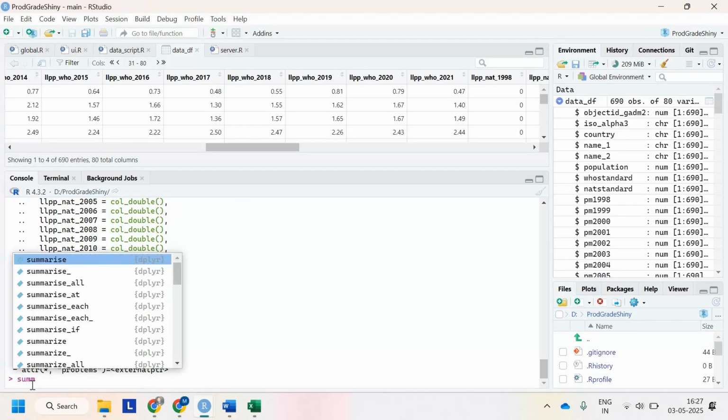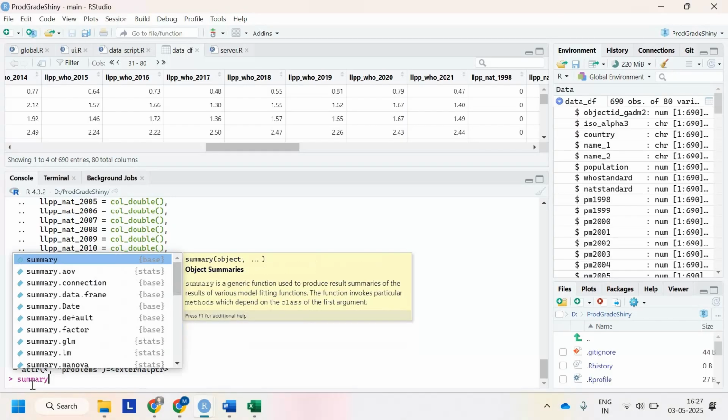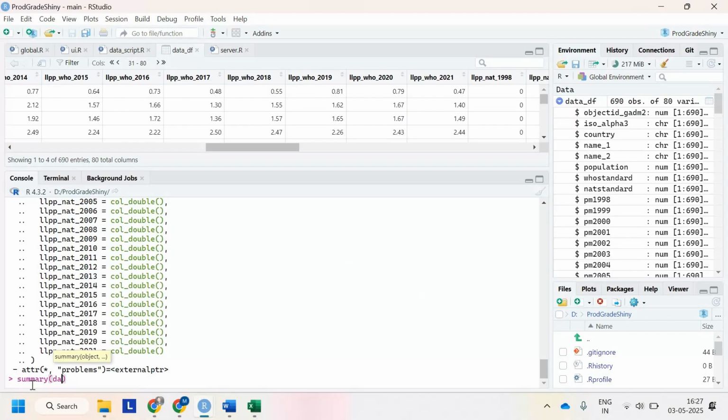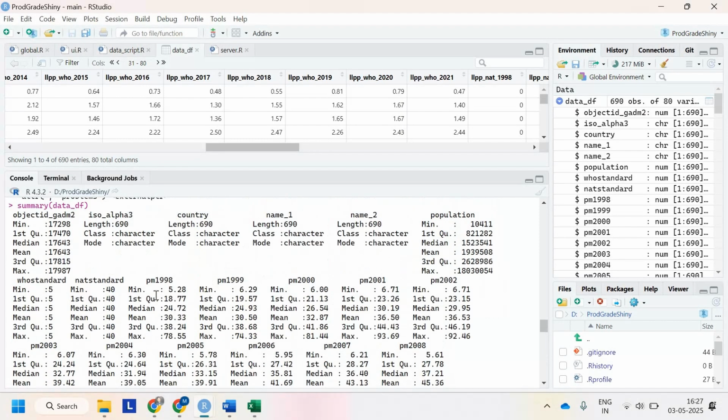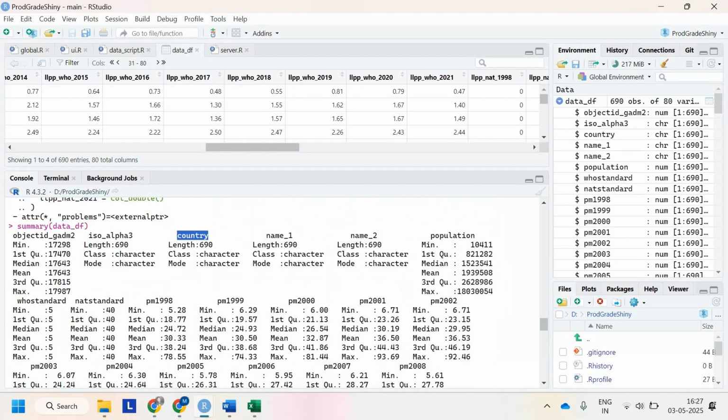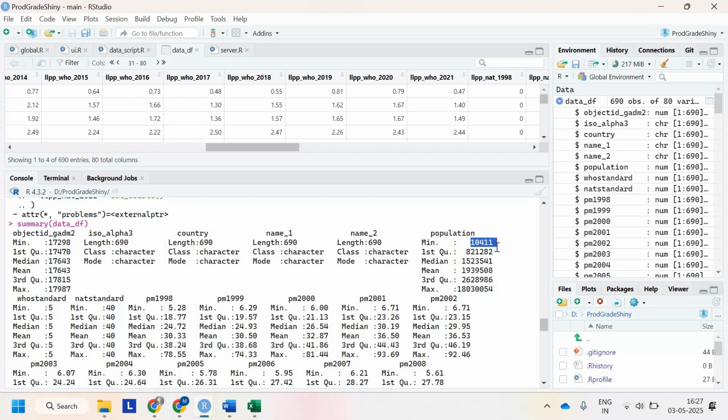You can also print a summary. The summary will give you the quartile, range, mean, median, everything. So let me show you how it's coming out. This is a summary. You can see country data type is character, name 1 is character, name 2 is character. Population, you can see the maximum population is 1 crore 80 lakhs and the minimum is like 10,411.